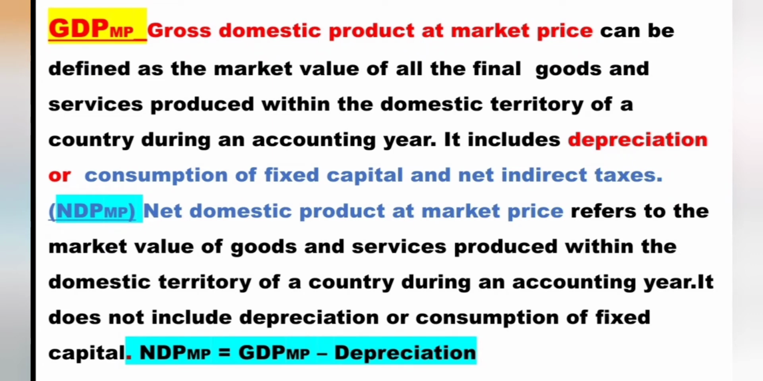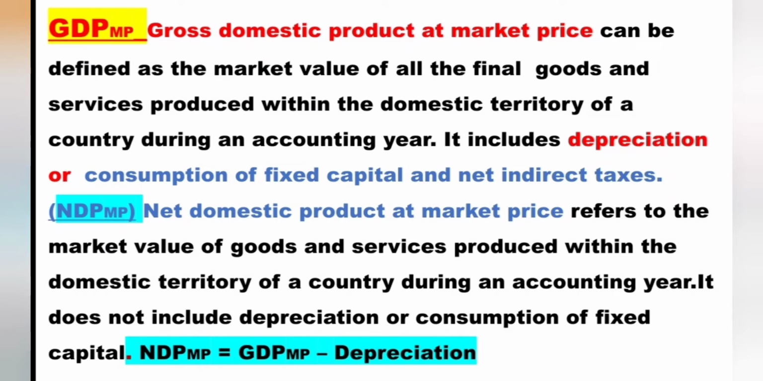First one is GDP at market price or gross domestic product at market price. In the term itself, it is very clearly given, it is domestic product. It is domestic, it is an aggregate of domestic income, not national concept. So GDP at market price can be defined as the market value or money value of all the final goods and services produced within the domestic territory of a country during an accounting year.